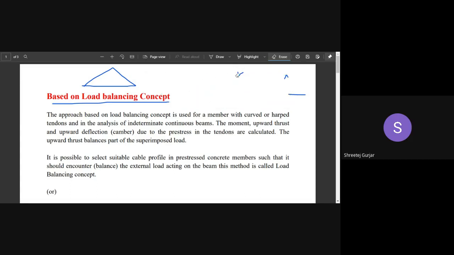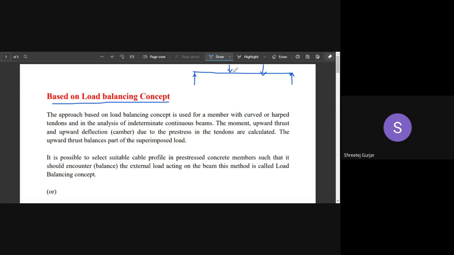Now one more question: how is the cable profile if you have a simply supported beam with two loads like this, equally distributed, where the distances between all of these are equal?